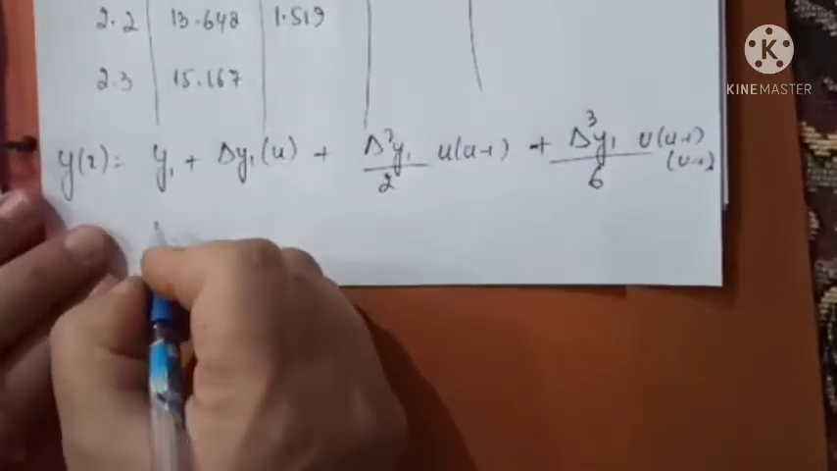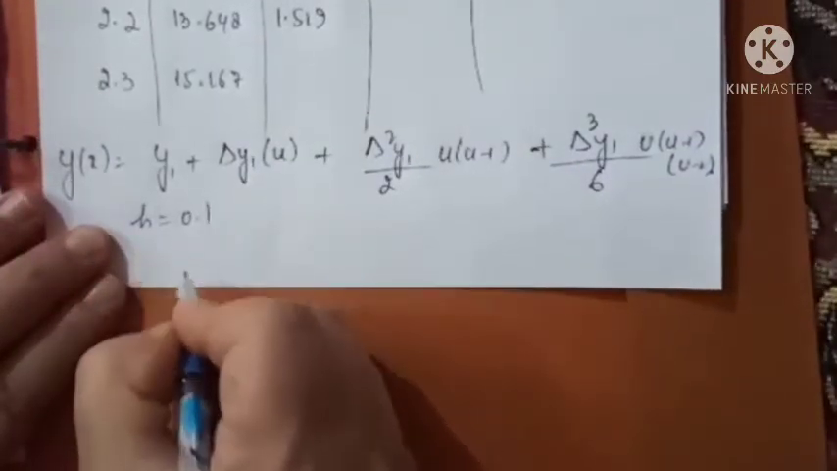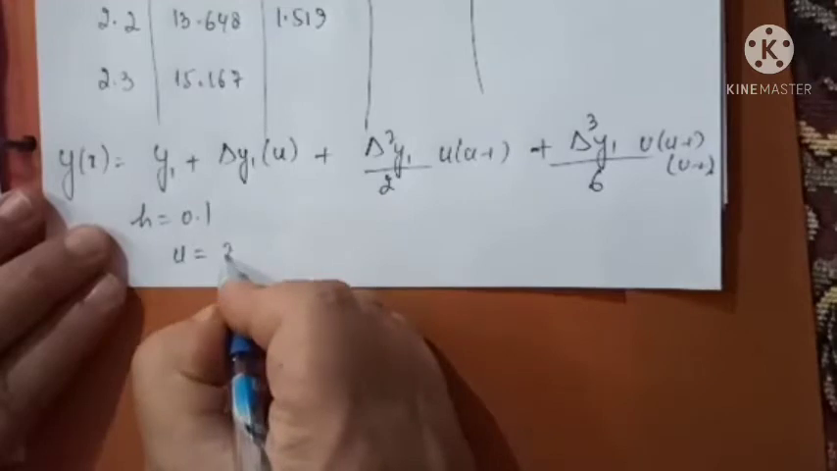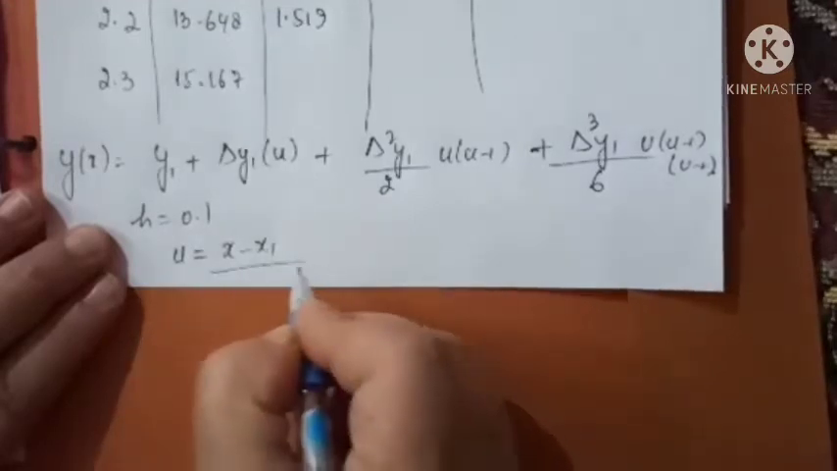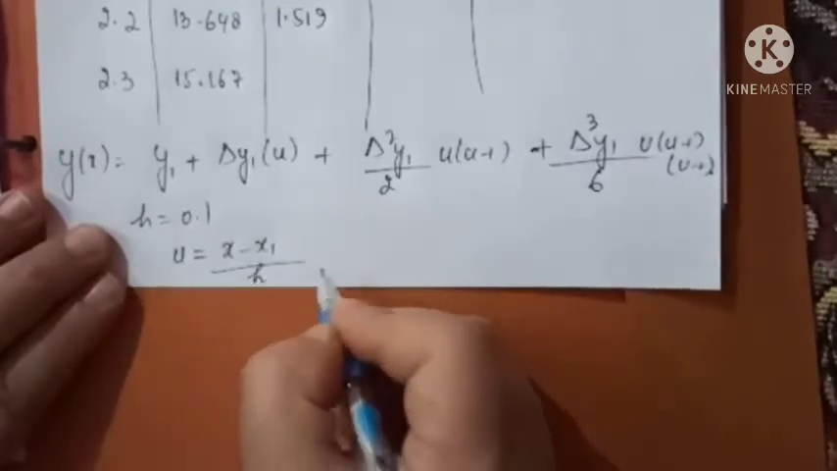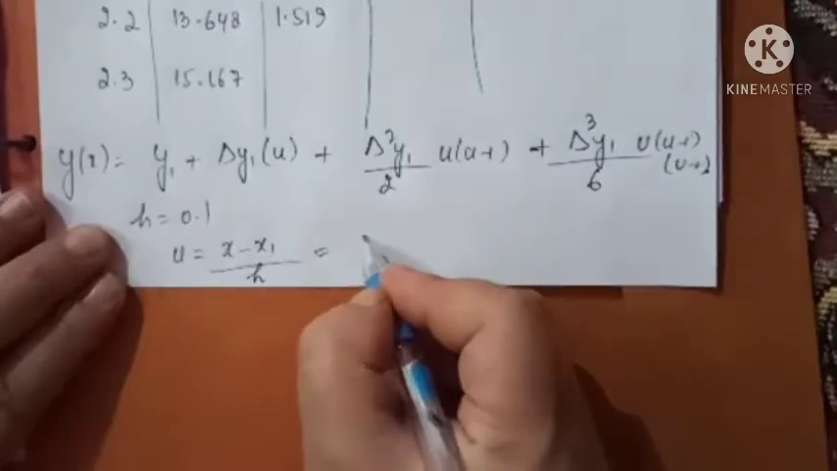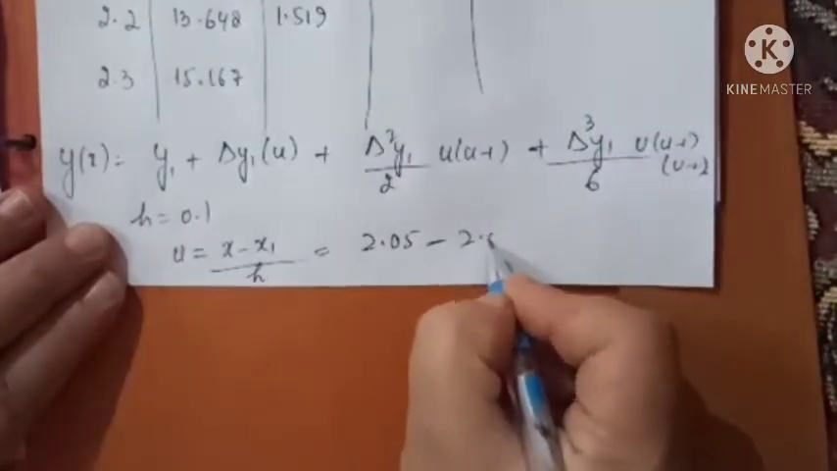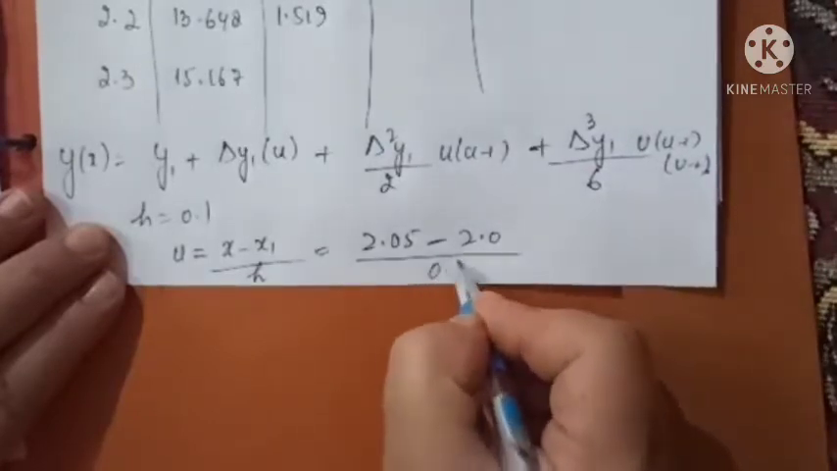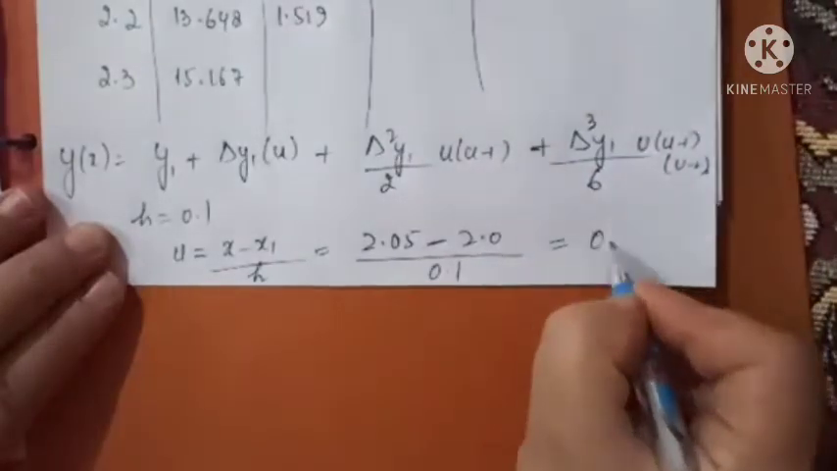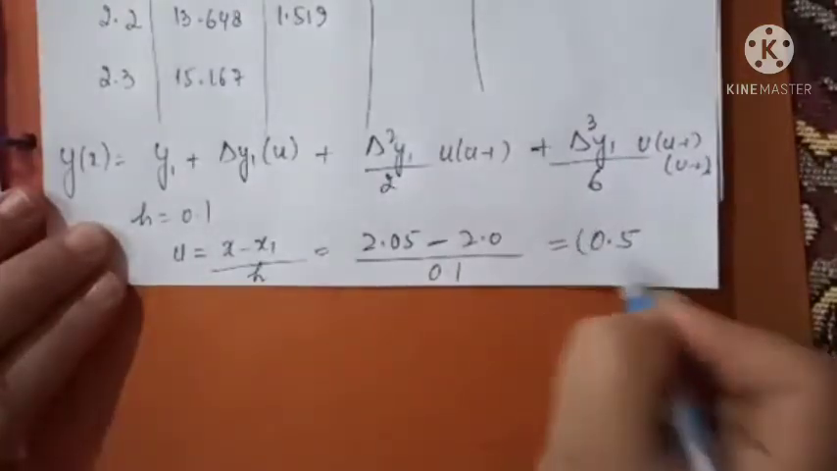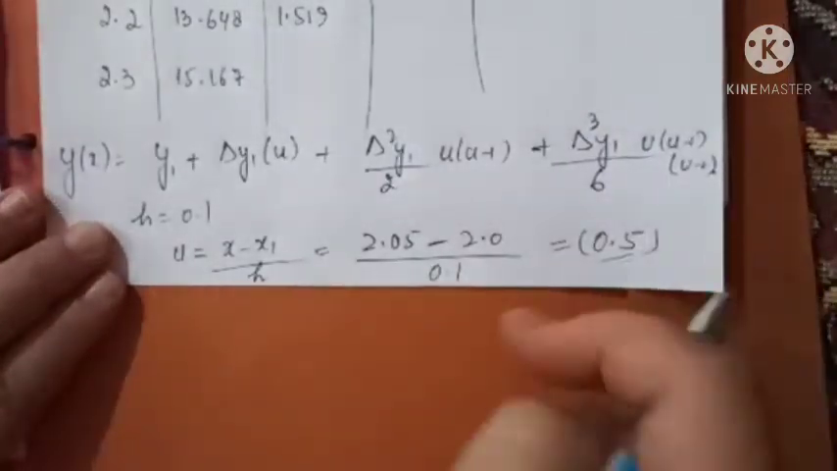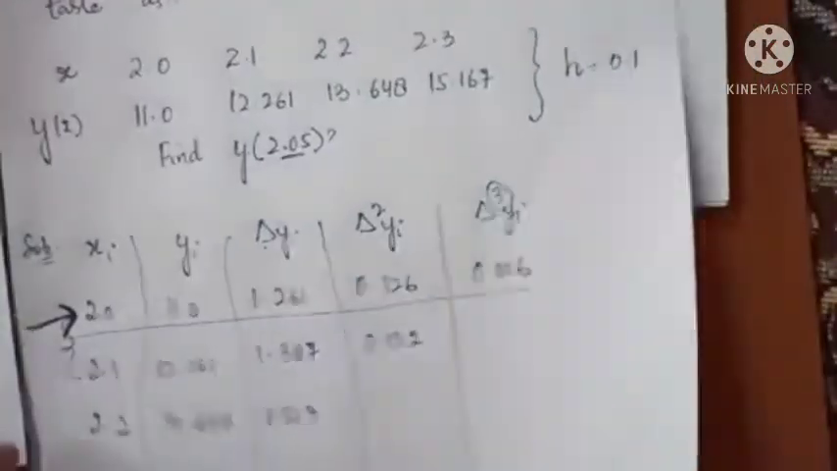And as you know that our h is equal to 0.1 and our u is always equal to x minus x1 divided by h, which is equal to, x is given to us, that is 2.05, x1 is given, that is 2.0, and h is 0.1. After calculating this, the value will be equal to 0.5. This will be our u. Now substitute all the values in the formula.